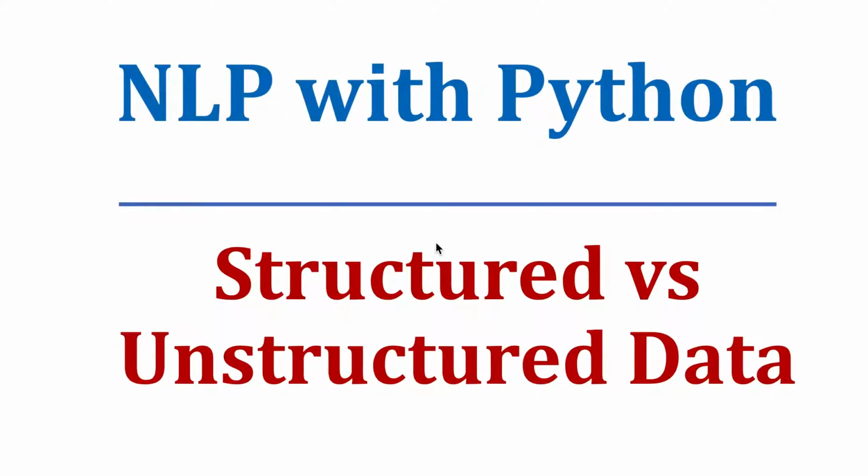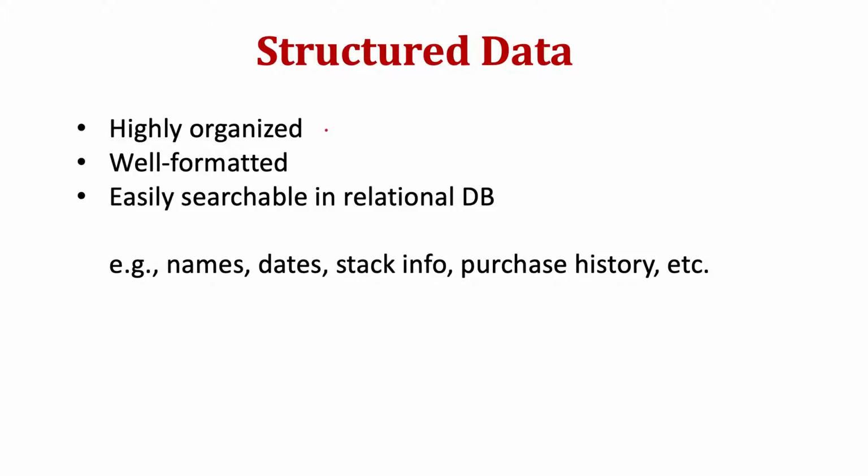Before moving further in the course, it's very important to understand the difference between structured and unstructured data, because we would be working with lots of unstructured data throughout the duration of this course. So, structured data, as the name suggests, is highly organized and well formatted, and that's why it is easy to search in a relational DB. Some examples would be names, dates, stock info, purchase history, etc.